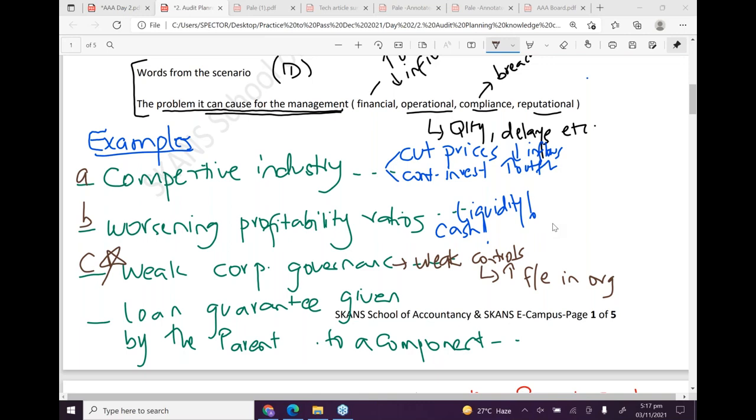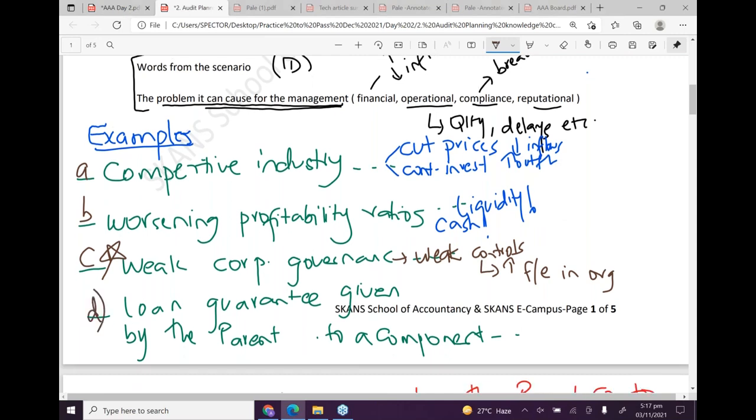Before all of this explanation, I need to see the word weak internal control. Remember, internal control is not just over financial reporting. Internal control is very important for me internally within the organization to run my system smoothly as well. All right, one last one for business risk.